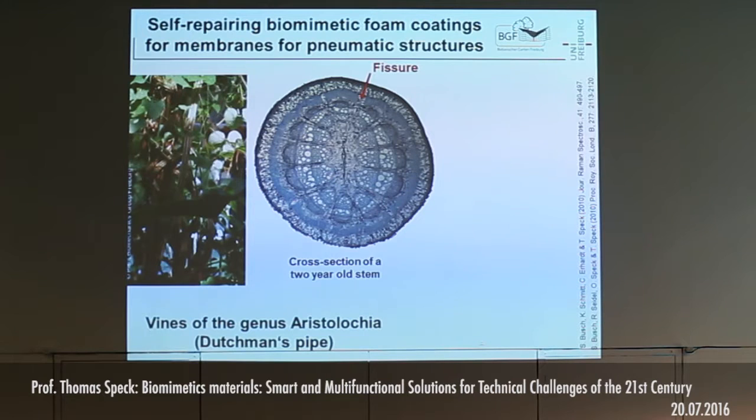And what we did, again, was a screening, and we were very lucky to quickly find a nice example which could help us. These are the stems of the Dutchman's pipe. It's a climbing vine, and vines are not always flexible. In young stages they are very stiff because they have to bridge gaps between supporting structures, and this stiffness is brought about by a closed ring, which you see here in blue, of lignified fibers.